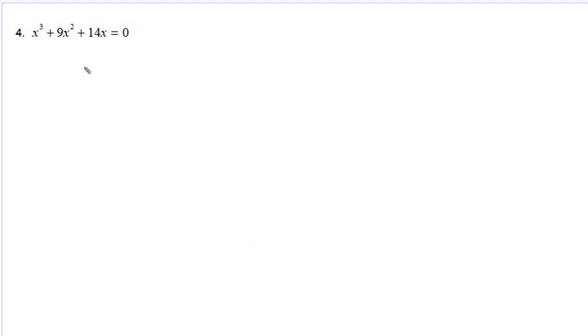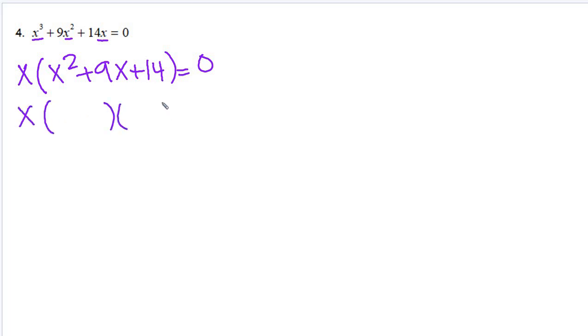Number 4, so again, it's a third degree, but it's not a sum or difference of cubes, so I'm wondering what I should probably do here. And notice that every single term has an x, so I can factor out that GCF of x and give me x squared plus 9x plus 14. So now this is just a regular old quadratic that we've always had. It's going to factor into 2 more binomials, so I have x and x. So I'm looking for the factors of 14 that add to be 9. So it's going to be a positive 7 and a positive 2.